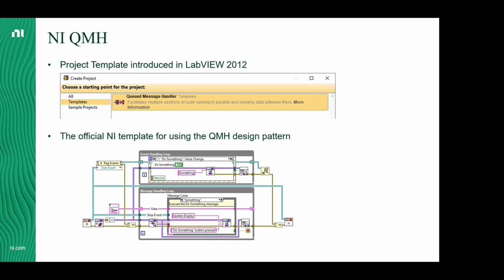Now, the QMH, as you can see, we've got two big old loops sitting there in the code. The event handling loop and the message handling loop. I will refer to those as the EHL and the MHL for the rest of this presentation. The event handling loop is typically going to enqueue things, and the message handling loop is typically going to dequeue things and then act on whatever that was inside of the queue. So we've got the queued message handler project template that's been around for 10 years. It's been around longer than that, but it's been codified as the NI QMH for 10 years.